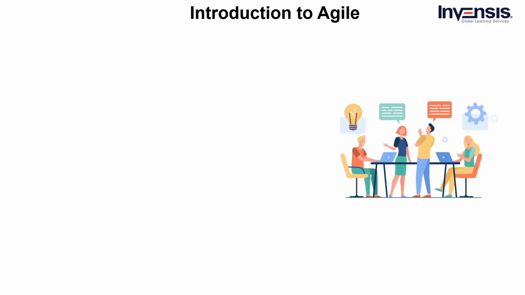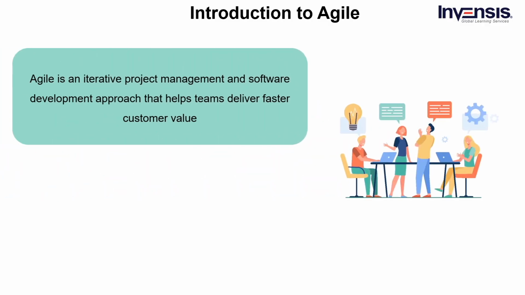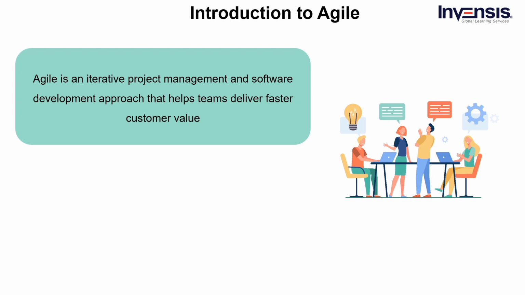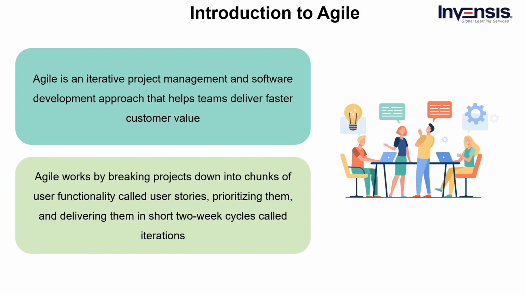Introduction to Agile. So let us begin with our first topic, Agile. Agile is an iterative project management and software development approach that helps teams deliver faster customer value. Agile works by breaking projects down into chunks of user functionality called user stories, prioritizing them, and delivering them in short 2-week cycles called iterations. It is an empowering process that assists companies in designing and building the right product.